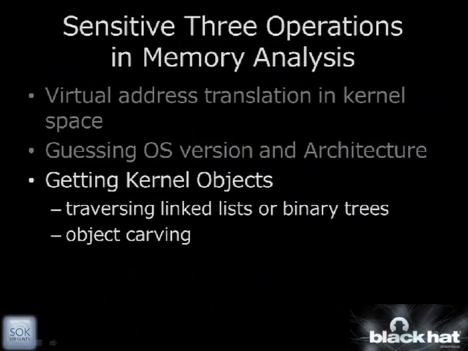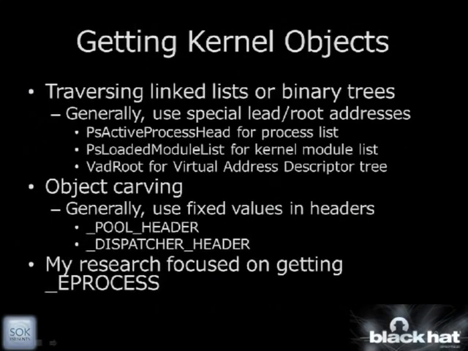Third, getting kernel objects. There are two methods to get kernel objects. One is traversing linked lists or binary trees. Generally, this method accesses kernel objects using special root addresses, such as PsActiveProcessHead for the process list, PsLoadedModuleList for the kernel module list, and VAD root for the virtual address descriptor tree.